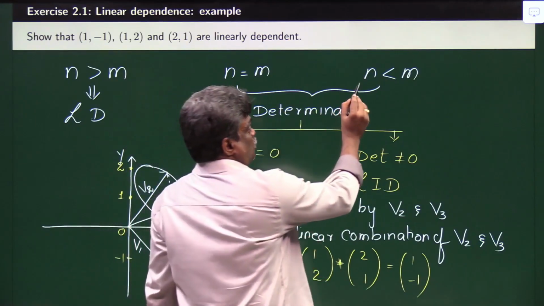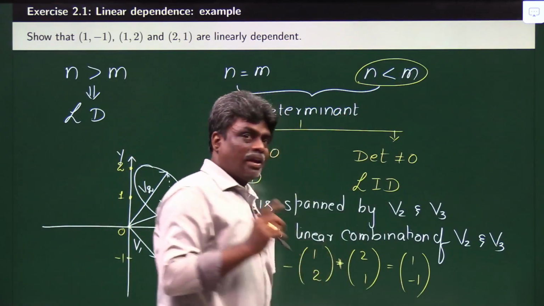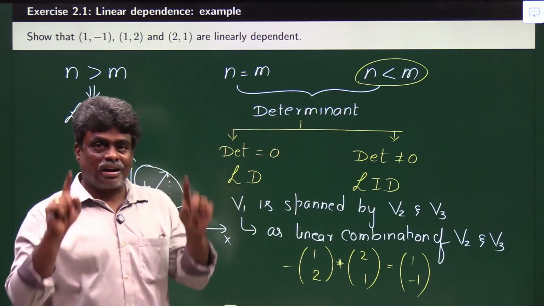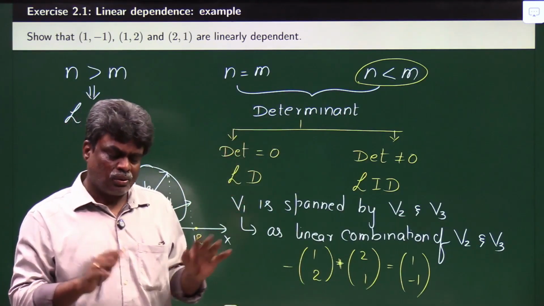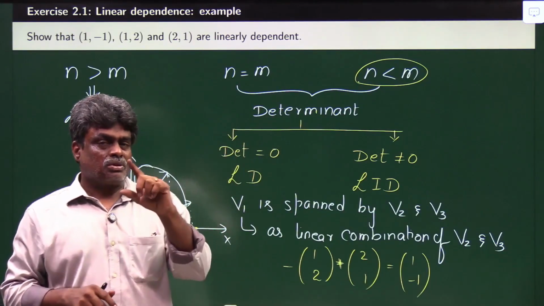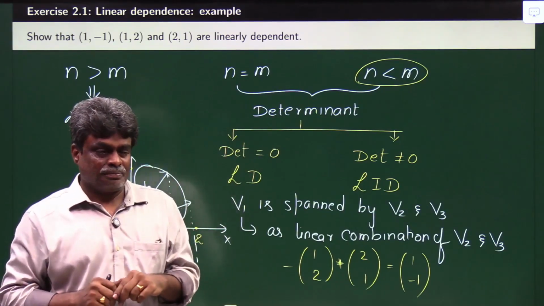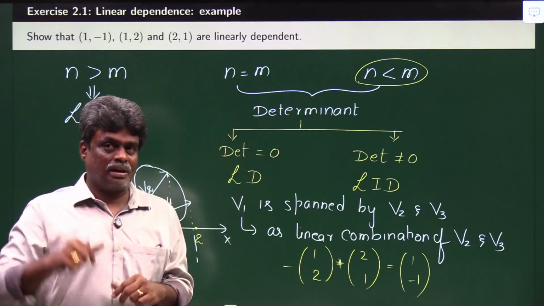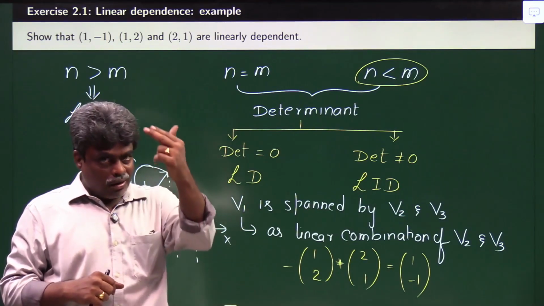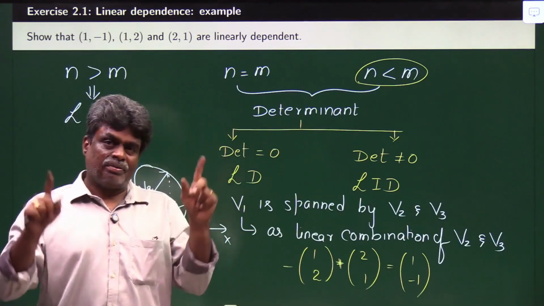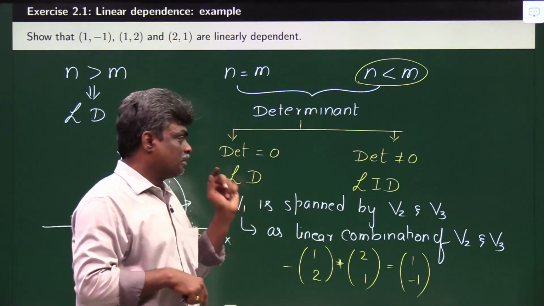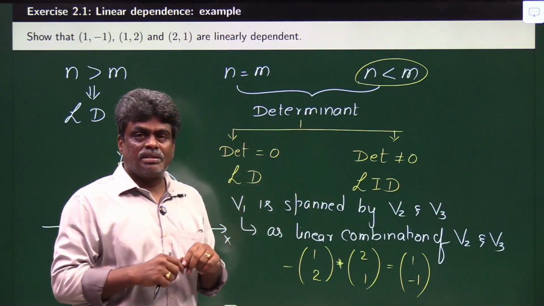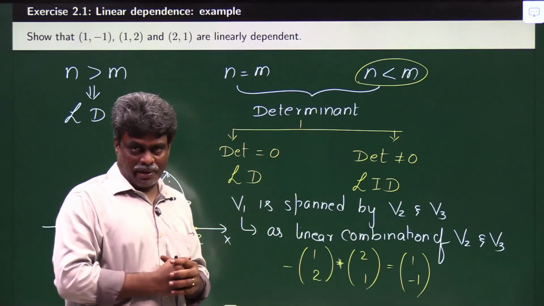But you may get a doubt. Whenever n is less than m, we can't write it as a square matrix. Determinant exists only for a square matrix. No need to worry. That means you are having one column short. That's why you can take that one column as all ones, 1 1 1, and find the determinant, and the same rule applies. If determinant equal to 0, linearly dependent; determinant not equal to 0, linearly independent.